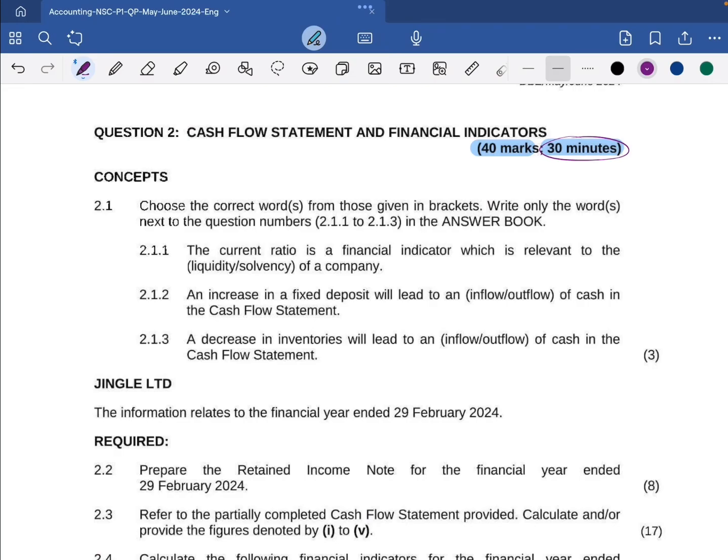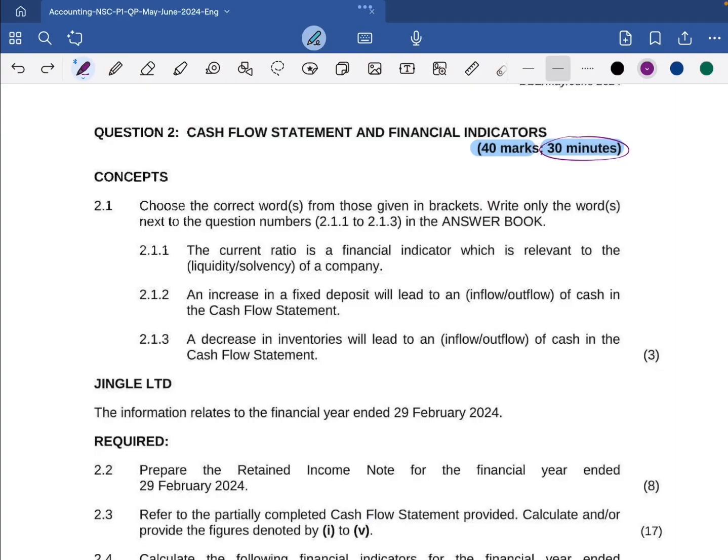Right, so 2.1 says choose the correct words from those given in brackets. Write only the words next to the question numbers in the answer book. Do not find yourself writing the whole sentence. It says only the words. These are the types of mistakes that you need to most definitely avoid when you are doing a test or an exam.